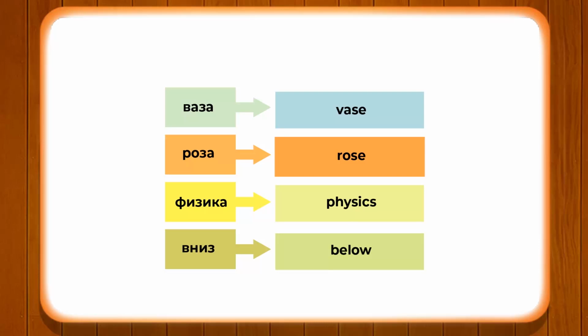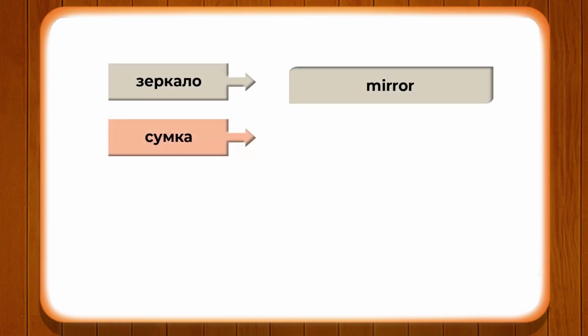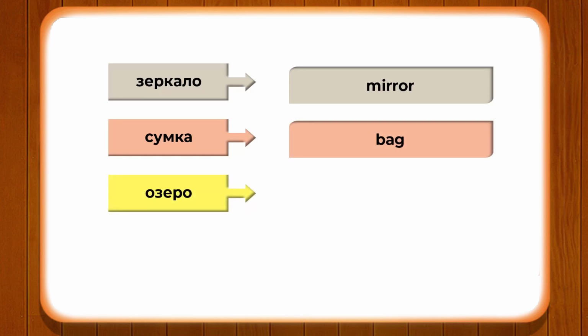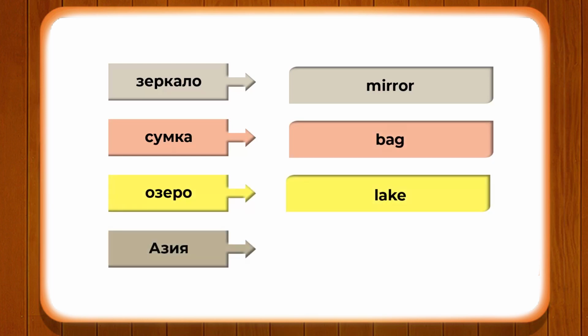Now, we are going to cover a few more such words, so that in order to learn the Russian language smoothly, you have your vocabulary ready, so that when communicating you have your own set of words with you. So, the new words are zerkala, sumka, ozera, and Asia. Zerkala means mirror, sumka means bag, ozera means lake, and Asia means Asia.